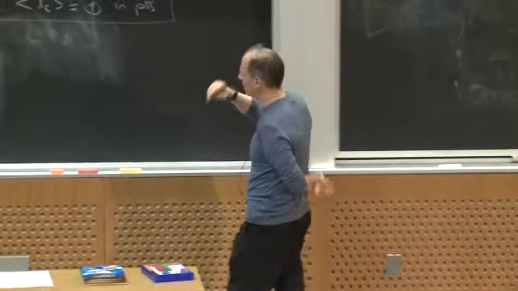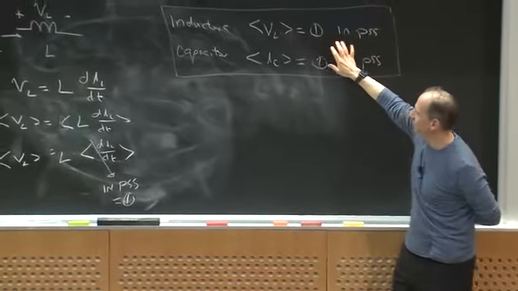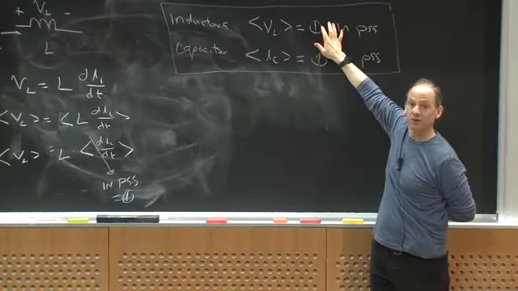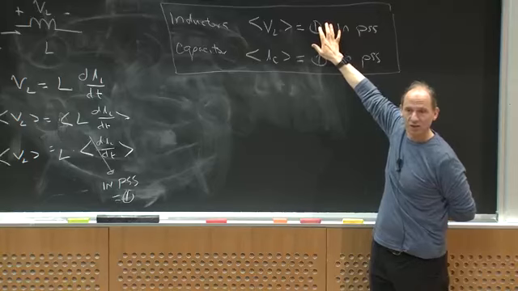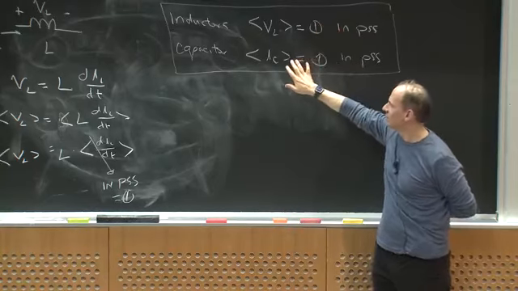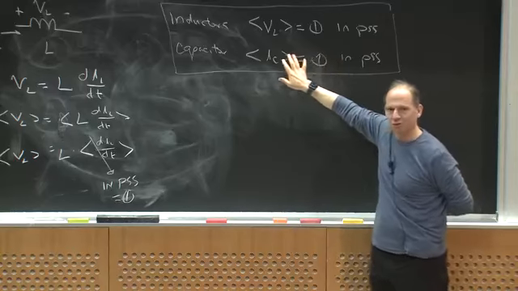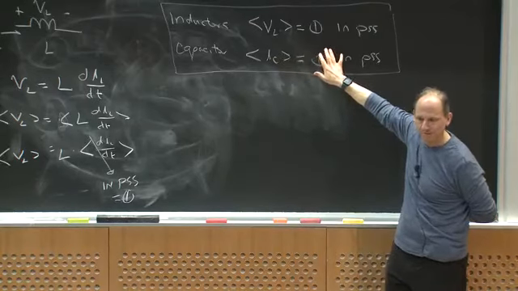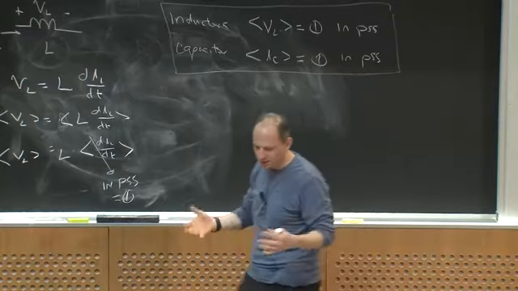This is very much like saying the average voltage across an inductor is 0, sort of like saying at DC, or in steady state when nothing's changing, an inductor looks like a short. Or in DC, or steady state when nothing's changing, a capacitor looks like an open, has no current on average. Okay? So that's the basic idea.